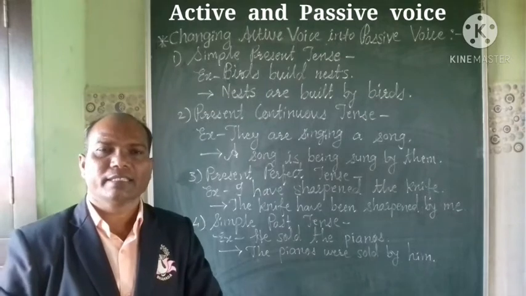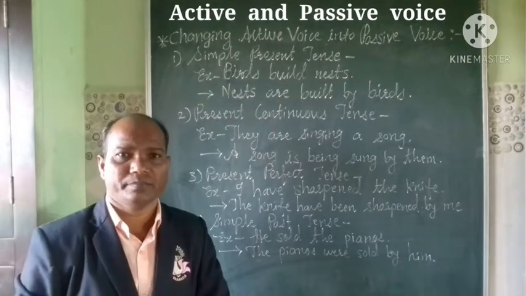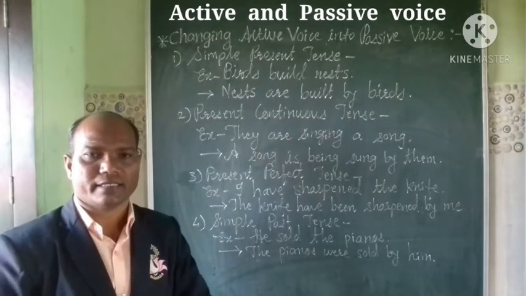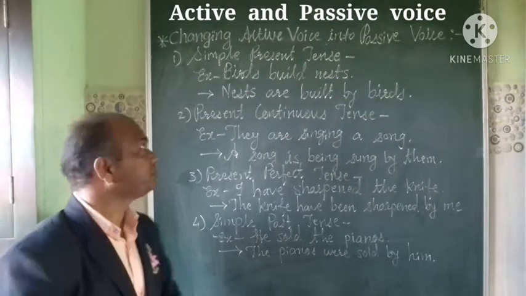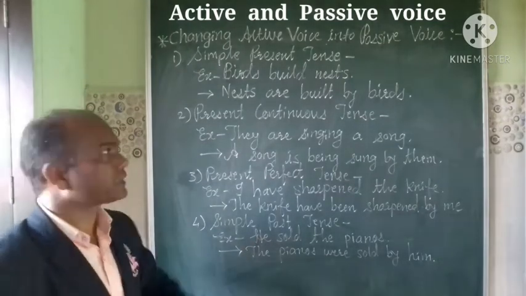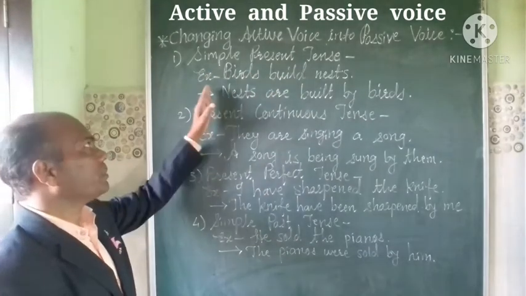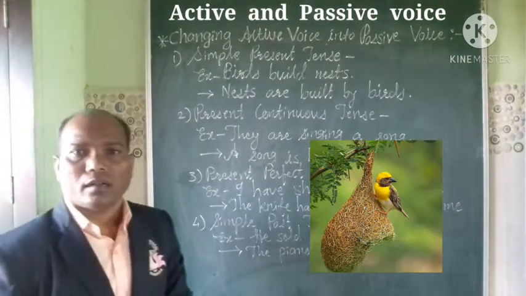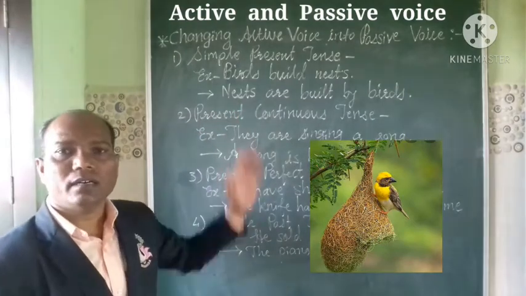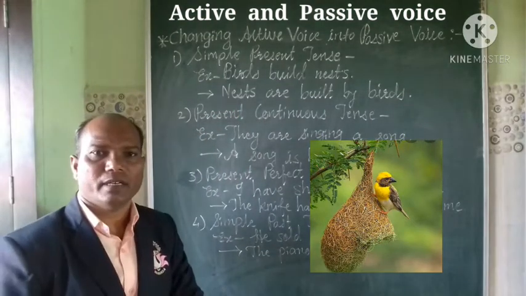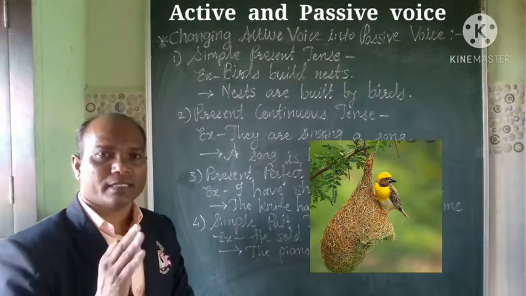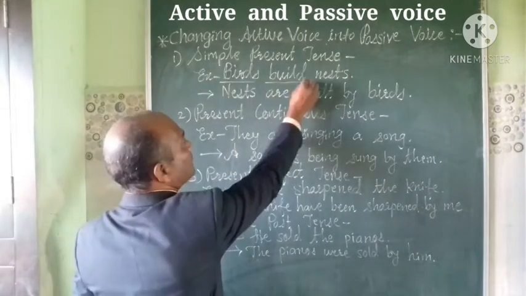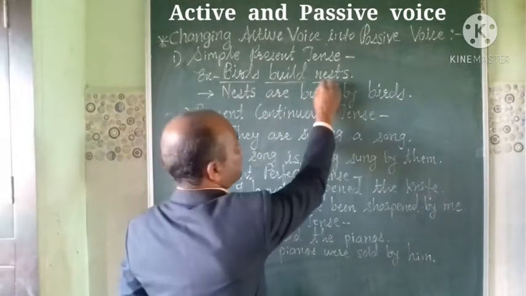Now dear students, let us try to learn how to change active voice sentences into the passive voice in different tenses. So the first tense, simple present tense. Example, birds build nests. Here, this sentence we will change into the passive voice. Which is the first step? First we have to identify the subject, verb and object. So here, birds, subject, build, verb and nests, object.